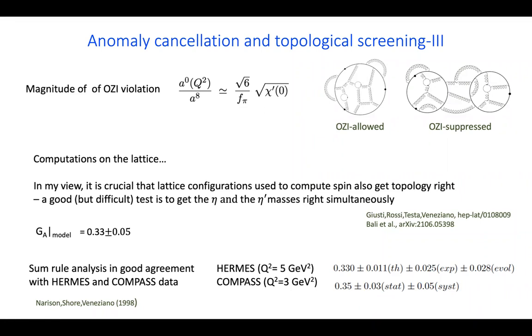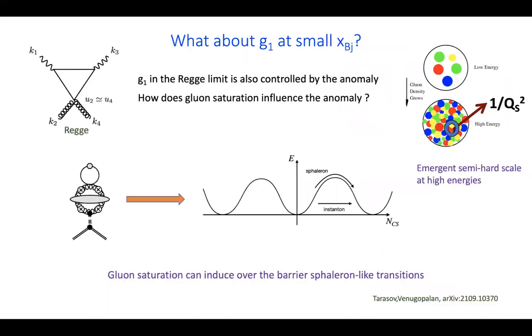So this is interesting. I'm out of time, but I just want to mention that the reason this is also interesting is that when you go to very high energies, this object in the Regge limit is also controlled by the anomaly. And there's an interesting phenomenon: when you go to very high energies, there's an emergent scale that appears in the problem due to the close packing of gluons. This is non-perturbative because the occupancy is 1 over alpha. So think of it as a finite temperature, if you like, because of the high occupancy of gluons.